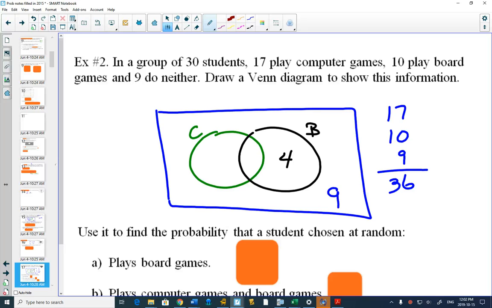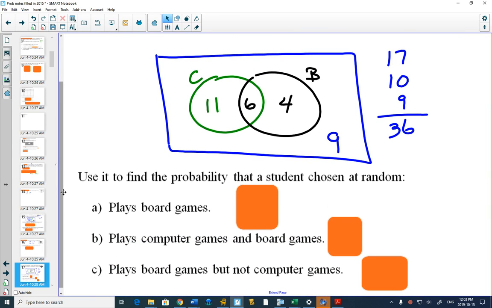Yeah. So we're saying that the whole green circle is 17. Plus 9 here makes 26. How many more to get to 30? 4. In the same way, you could have done the whole black circle is 10 plus 9 is 19, meaning this one needs to be 11. We did already figure out the middle number was 6. Add them all up. Does it add up to 30 students? Yes. Then once you've got your Venn diagram set up, the probability questions become easy.